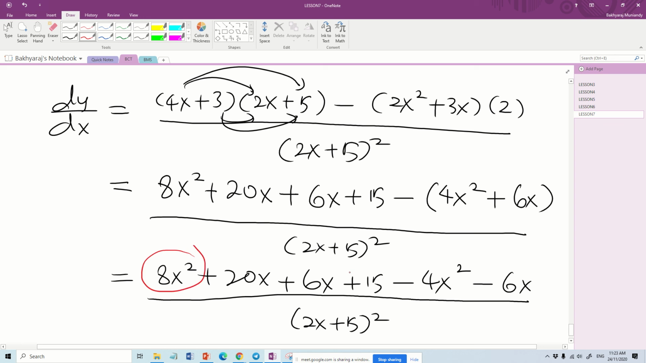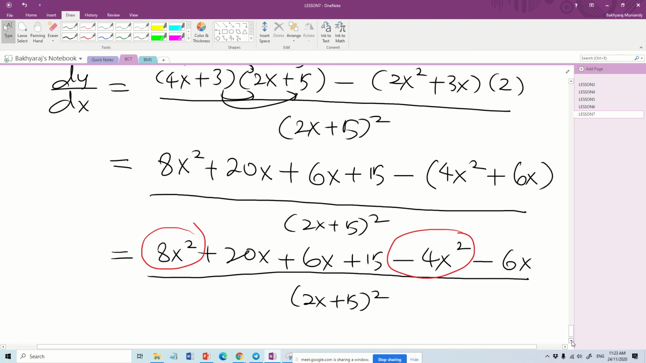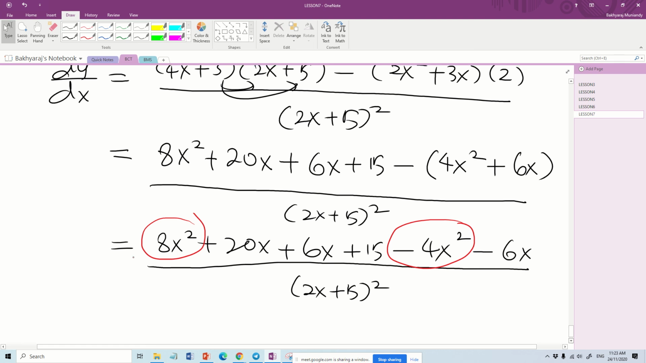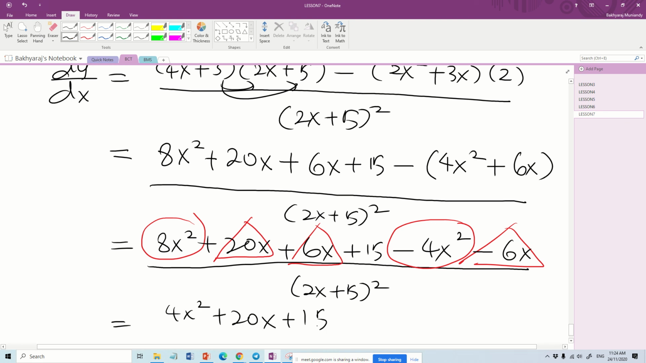So mana boleh cancel? Ini 8x square, ini pun ada 4x square. So 8 minus 4 you get 4 lah. Kita akan dapat 4x square and then 20. Ini ialah 20 6x and then minus 6x. So ini adalah like term dia. So 20 plus 6 is 26, minus 6 you get 20 lah. So plus 20x and then plus 15 divided by 2x plus 5 square.